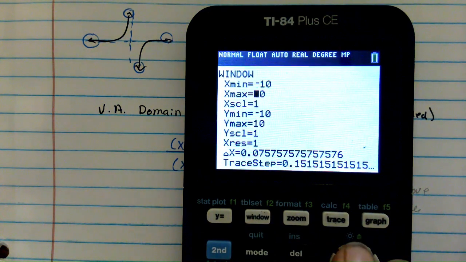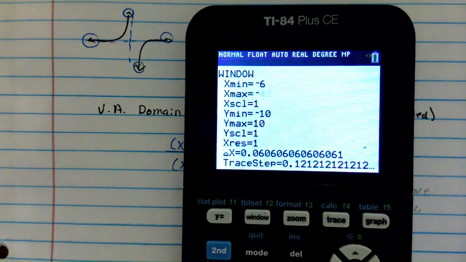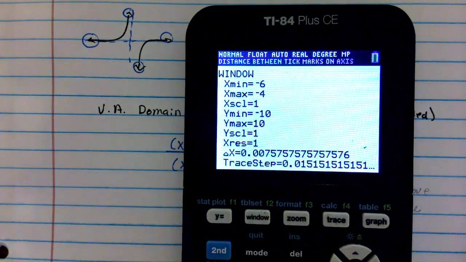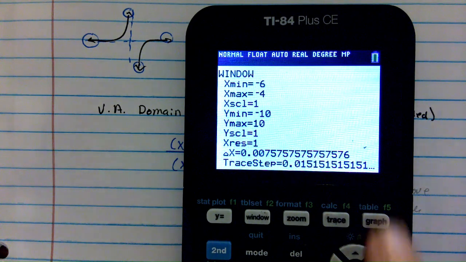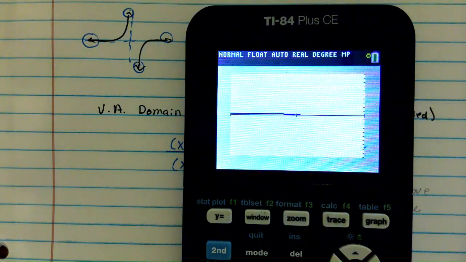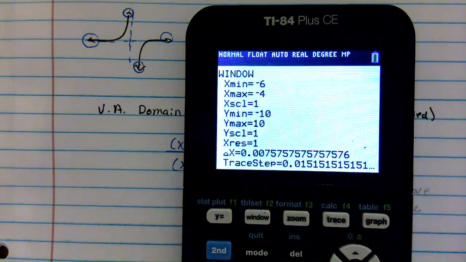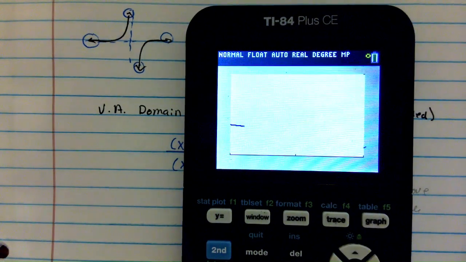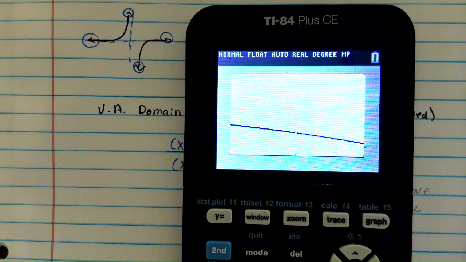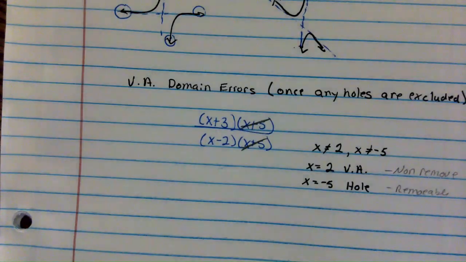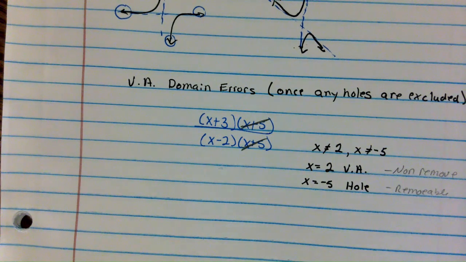So in my window, I'm going to go from negative 6 to negative 4, and go ahead and graph that. So you can't really see it yet, so now I'm going to go ahead and zoom in more. I'm going to go from 0 to 1. And you can just barely make out that little bitty blip. That's what's going on with the hole. So that's why it's called a hole. It's just a little bitty smidge blip on the radar. So your vertical asymptotes you will not cross, okay?